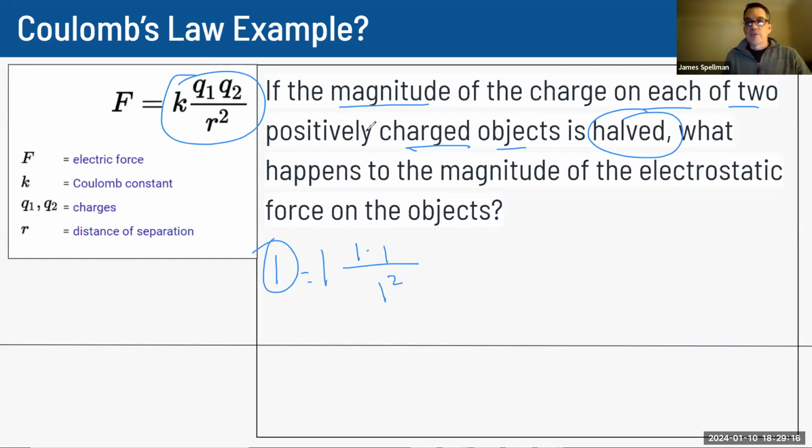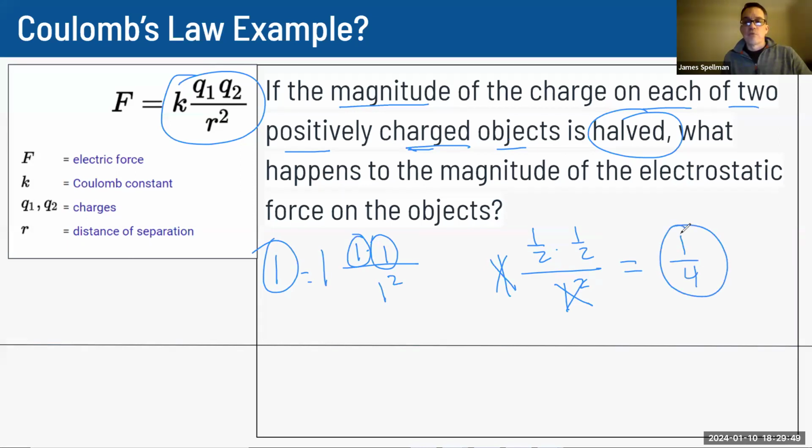So in the question, it's telling us if we take the positively charged objects and cut them in half. In other words, if we take each of these and cut them in half. So I'm going to take those ones and replace them with what the problem tells me to do, which is to make them half as big. The radius doesn't change and the constant doesn't change. And if I simplify everything, multiplying by 1 doesn't really do anything, and 1 squared is 1, so dividing by 1 squared doesn't do anything. And so 1/2 times 1/2 gives me my answer, and 1/2 times 1/2 is 1/4.